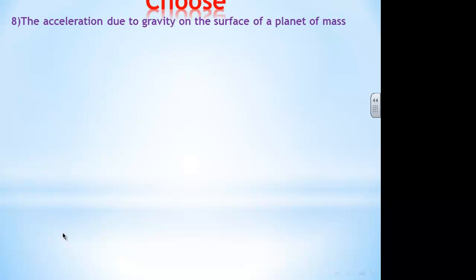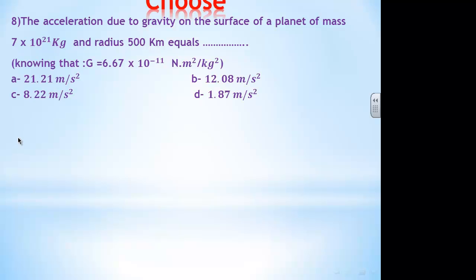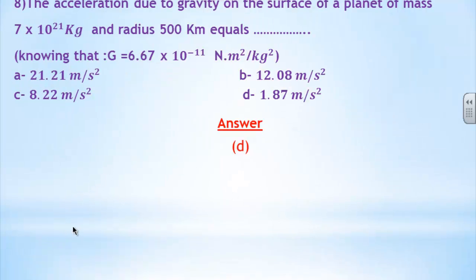8. The acceleration due to gravity on the surface of a planet of mass 7 times 10 power 21 kilogram and radius 500 kilometer equals... We need to calculate the acceleration due to gravity, which is the gravitational field intensity. So the answer will be D.